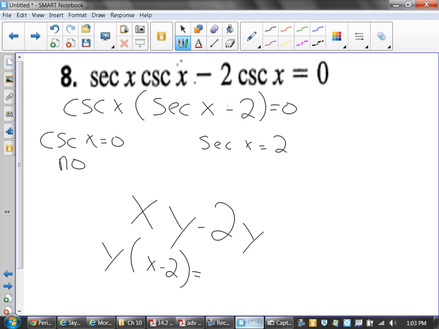See what I'm saying? If you set it up that way, you're using kind of like that u substitution again, just to make it a little bit easier. Secant's the inverse of which trig function? Cosine?